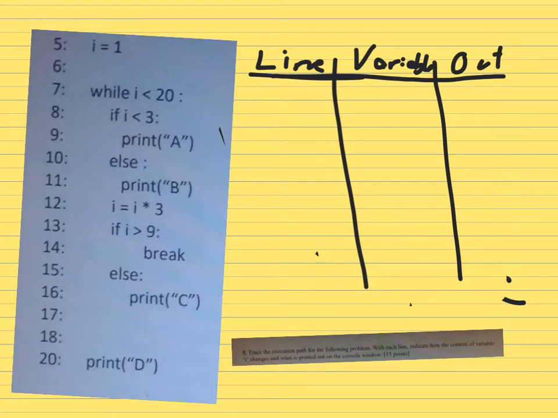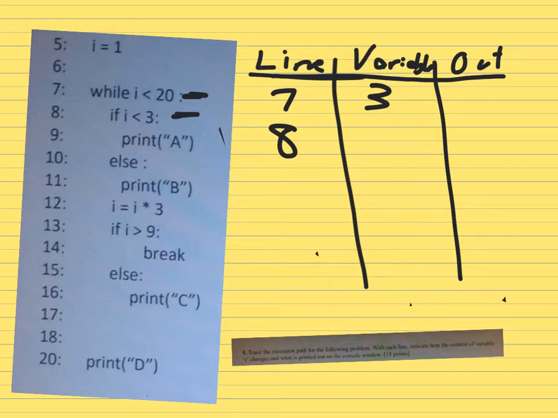Back to the top again, right here. While I is less than 20, line 7, the variable is still 3, because 3 is less than 20. That is false. Oh, sorry, that is true. So we'll go down to the next line, number 8. If I is less than 3, that's not true anymore. So I is equal to 3, or 3 is equal to 3.